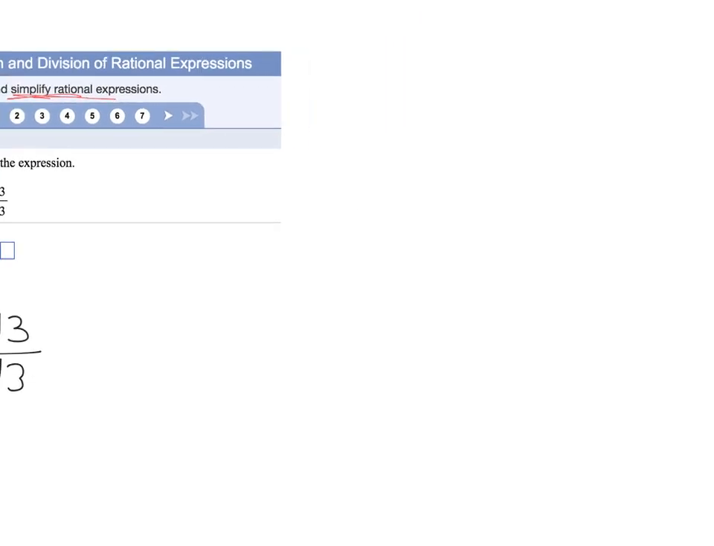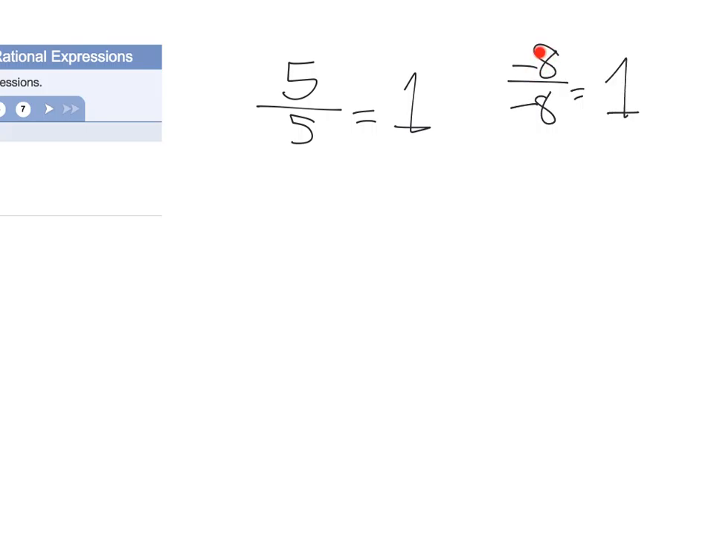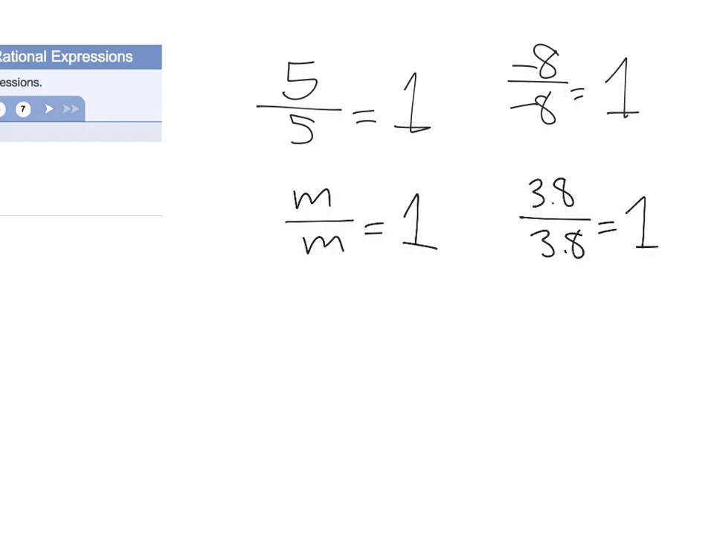Now, let's think about fourth grade fractions. 5 over 5 is equal to 1. Anytime the numerator and the denominator are the same number, 5 out of 5, that means 1 whole. Or if you had -8 over -8, that's equal to 1 whole. Anytime the top number and the bottom number are the same, that's a fraction equal to 1 whole. So m over m is equal to 1, or 3.8 over 3.8 is equal to 1. All right, so that's the whole idea.